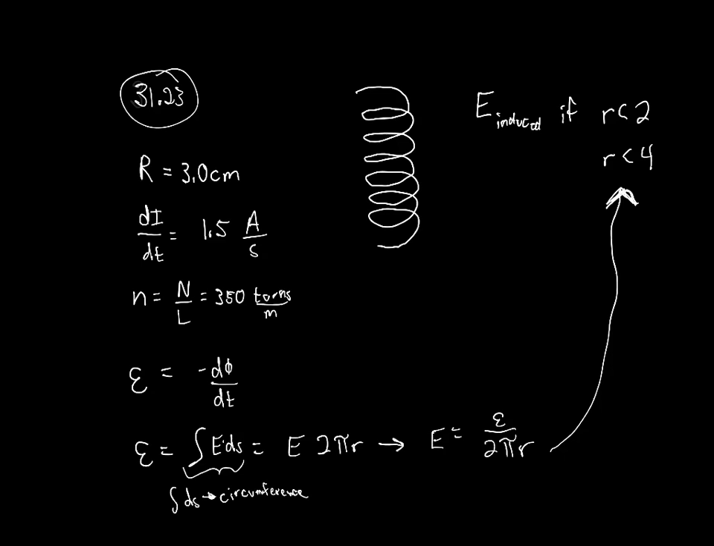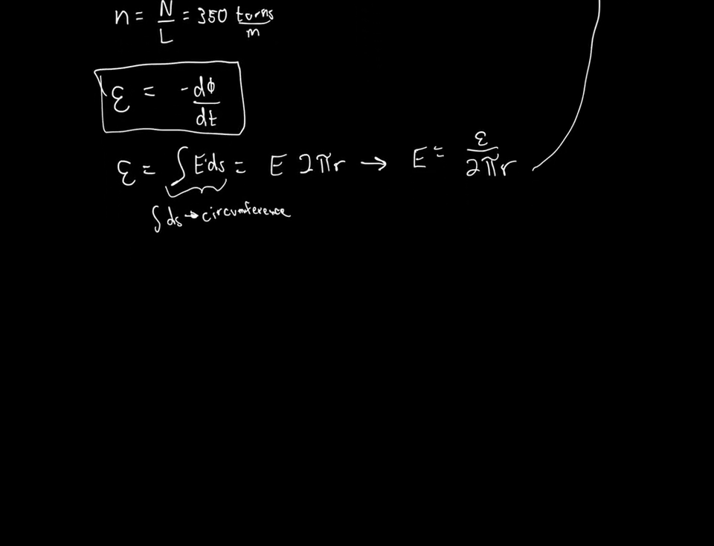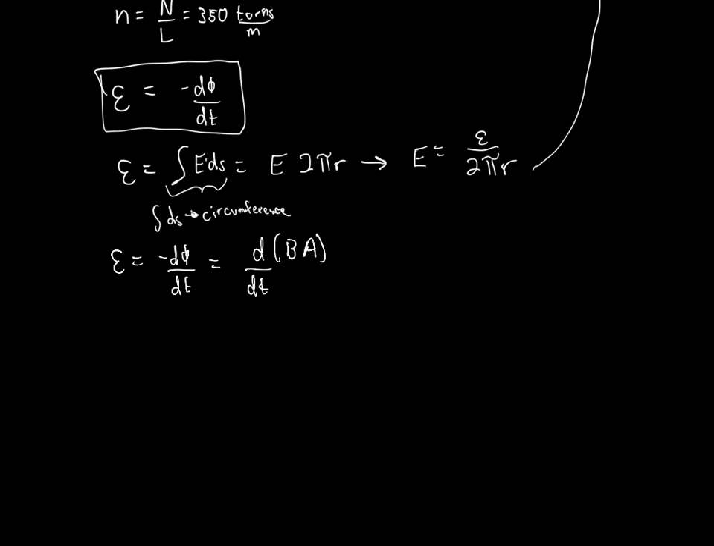So I have to find EMF. And I can turn to this other equation for finding the EMF. This problem is deceptively difficult. So I have to find the EMF. EMF is going to come from negative d phi dt. To find d phi dt, I need to find the derivative with respect to time of B times A. Magnetic field times the area.